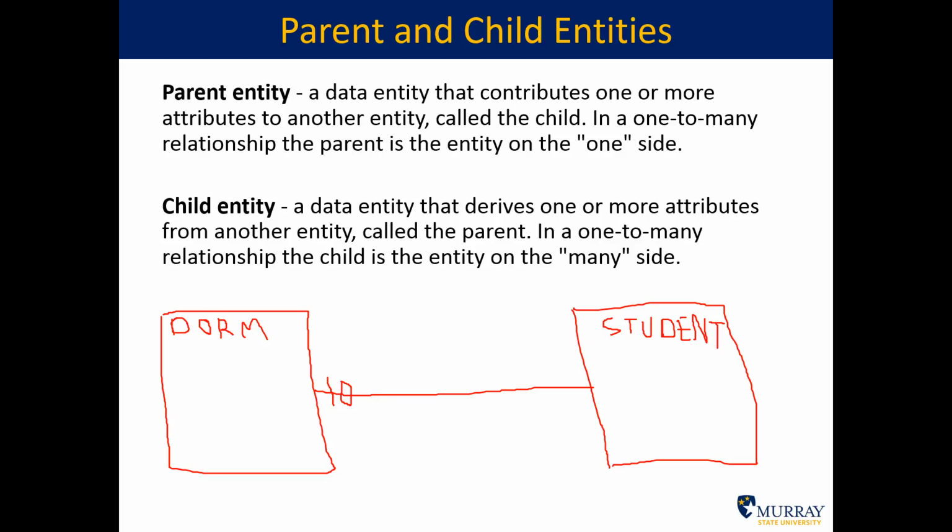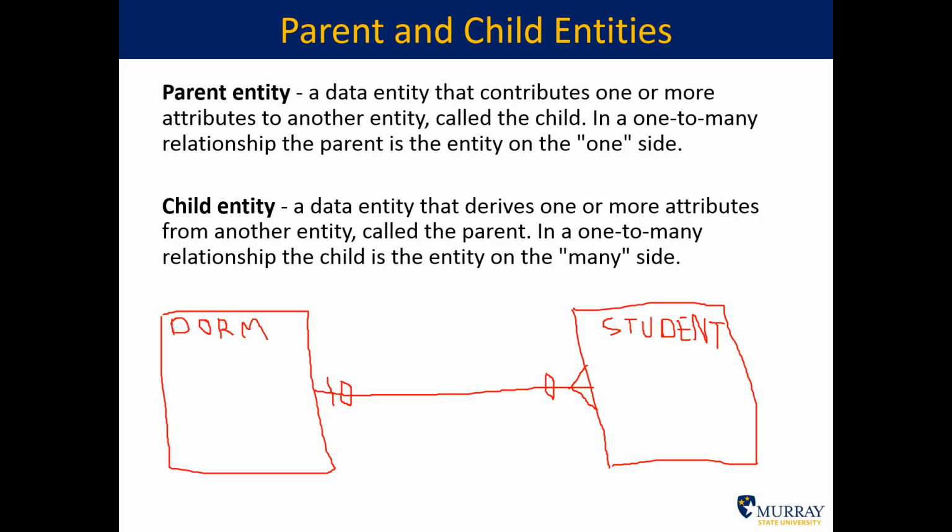It depends on the specific scenario. I would say 0. So let's say it's a new dorm, or the dorm is being cleaned out, so no students are assigned to this dorm yet. And maximum many, right? Because many students can live in one dorm. So we have this relationship where here we have minimum 0, maximum 1. Here we have minimum 0, maximum many.